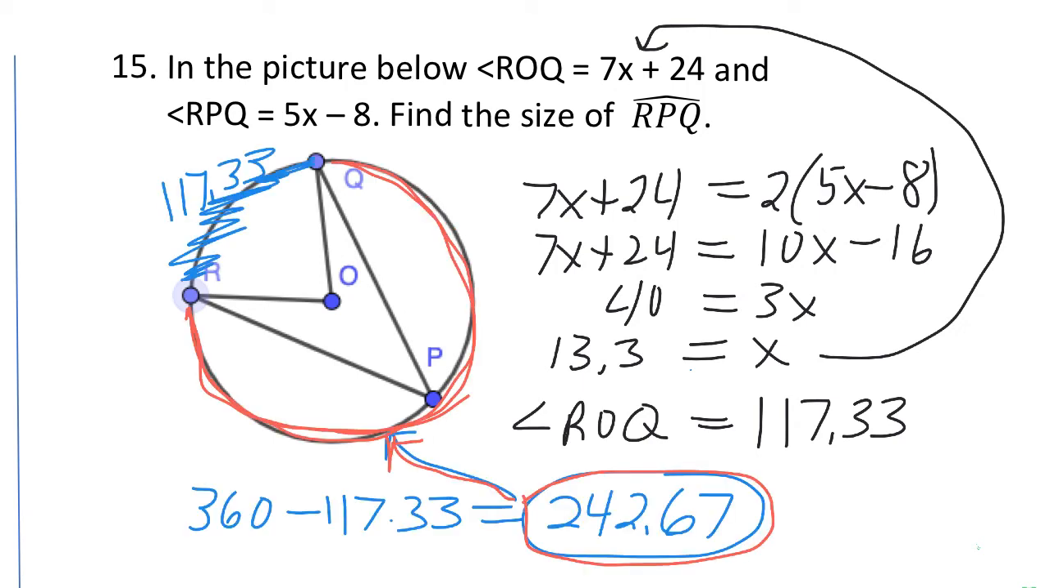Remember, a major arc has 3 letters and is larger than 180 degrees. As you can see, it's really, really large. But together with 117 and the major arc, they make 360. So 360 minus the minor arc equals the major arc, 242.67 degrees.